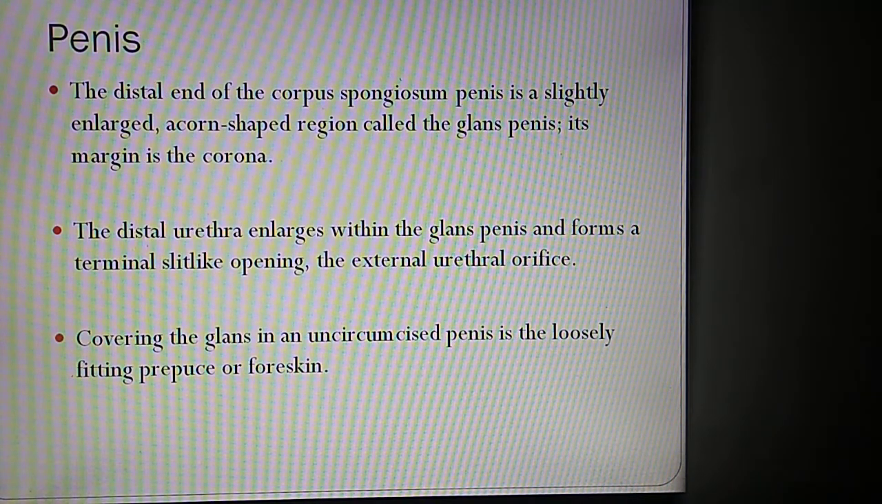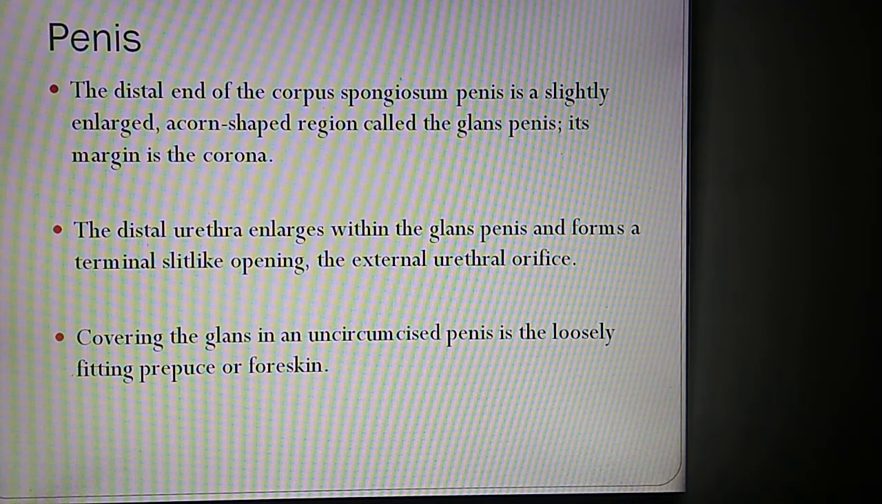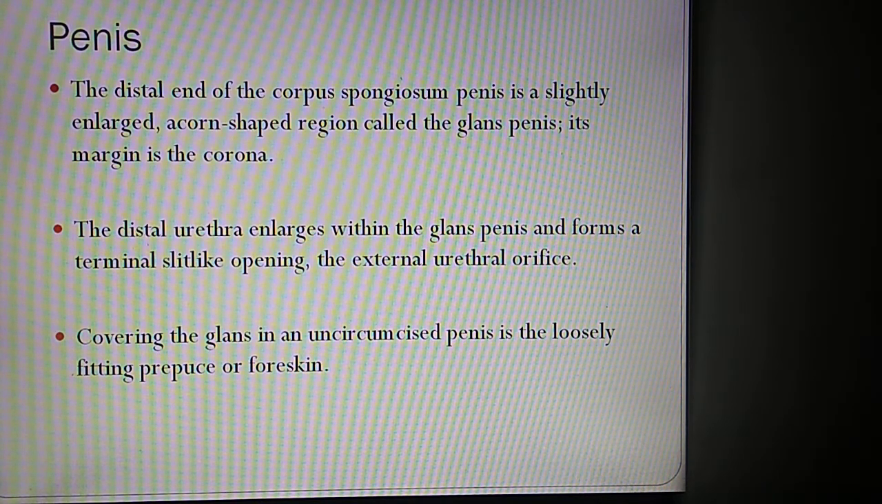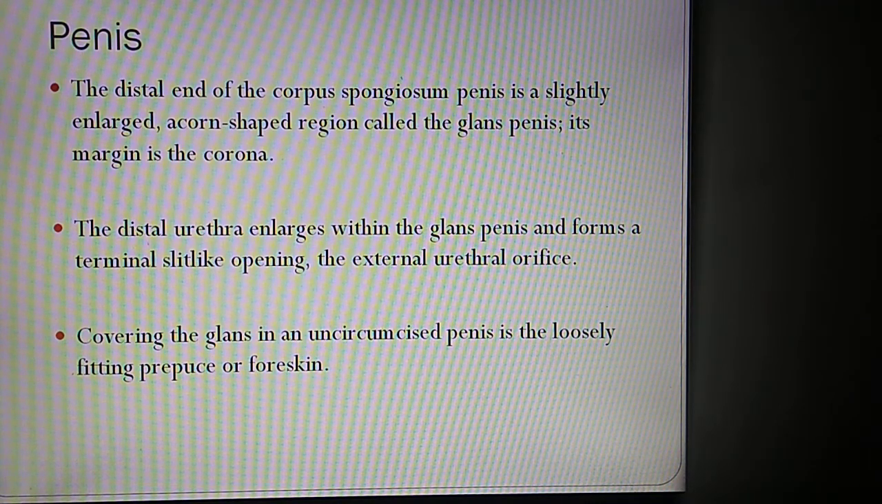The distal end of the corpus spongiosum penis is slightly enlarged into a cone-shaped region called the glans penis. Its margin is the corona. The distal urethra enlarges within the glans penis and forms a terminal slit-like opening, the external urethral orifice. In an uncircumcised penis, the glans is covered by a loosely fitting prepuce or foreskin.